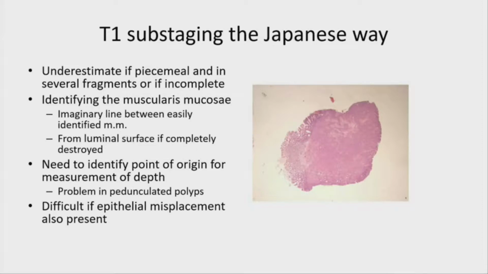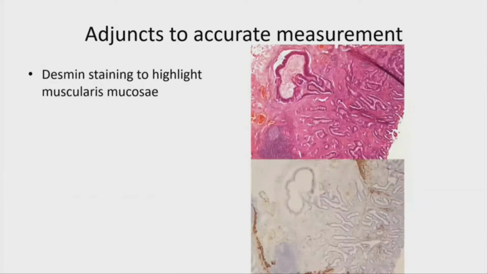Identifying the muscularis mucosae comes with its own problems, and you need to identify the point of origin to decide where to measure your depth, and this is particularly a problem in pedunculated polyps. There are some adjuncts that can be helpful.